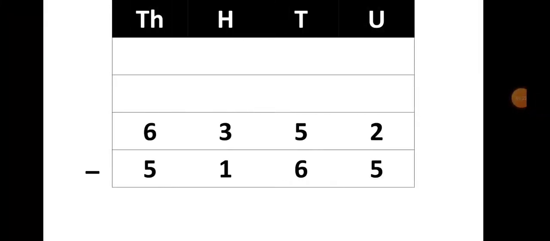Now the next sum, 6352 minus 5165. Now let us go to the units place. From 2 we cannot subtract 5, so we have to borrow from the tens place. So 2 becomes 12 and 5 becomes 4, as 1 has been borrowed in the units place. Now 12 minus 5 is 7.